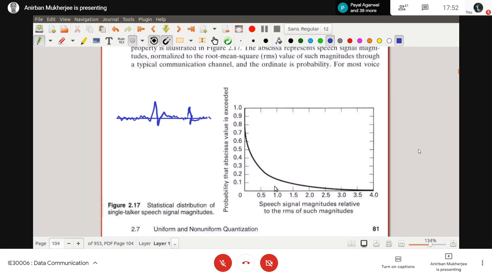And you see that at this point it is almost 1. This is 0.15. That means at this side, your instantaneous signal magnitude is lower than the RMS. And this side, I'm talking about the x-axis, forget about the graph, the signal magnitude is greater than RMS. Fine. Now this side is the probability.